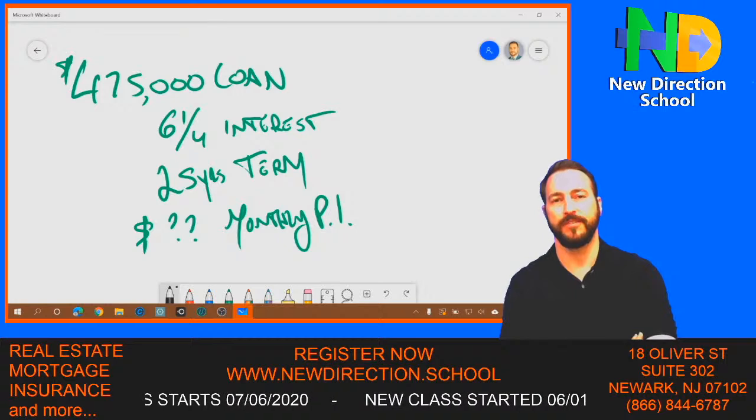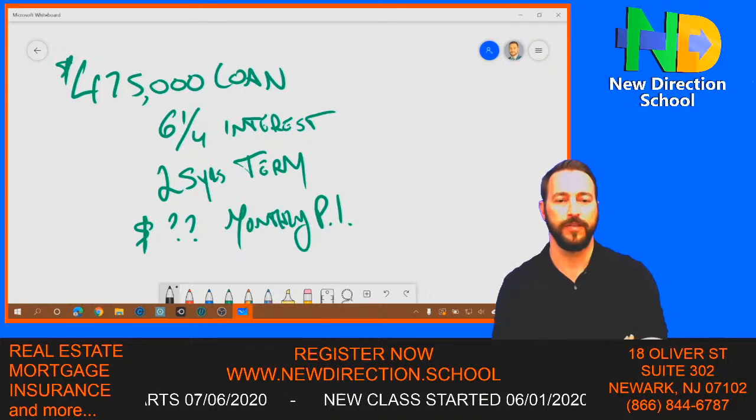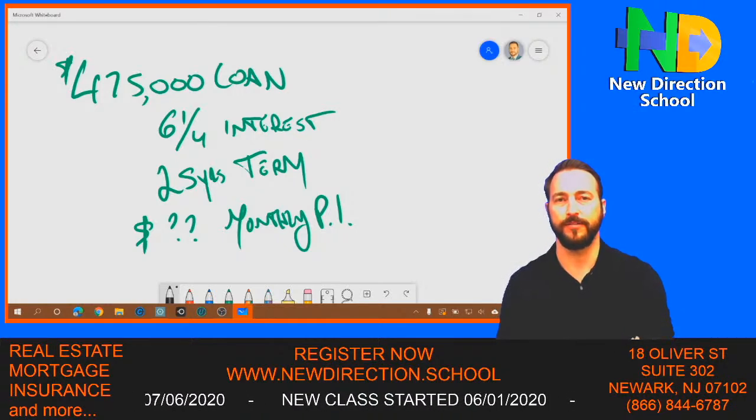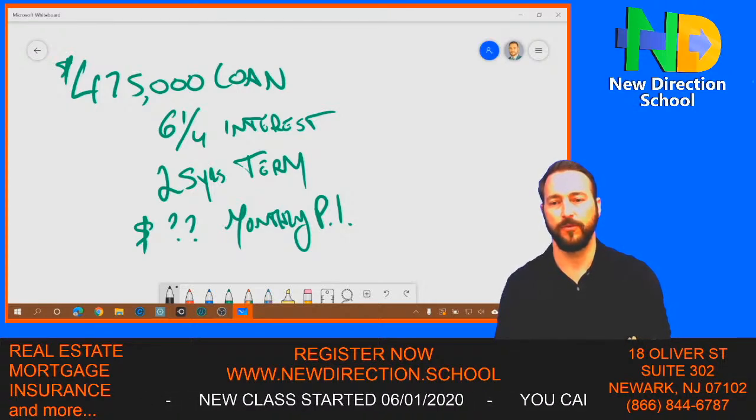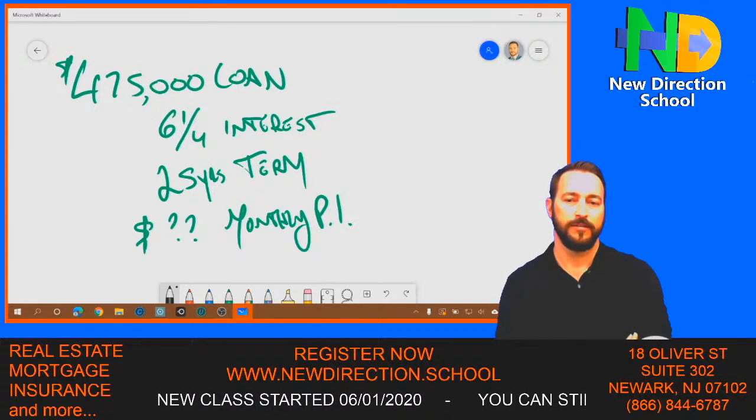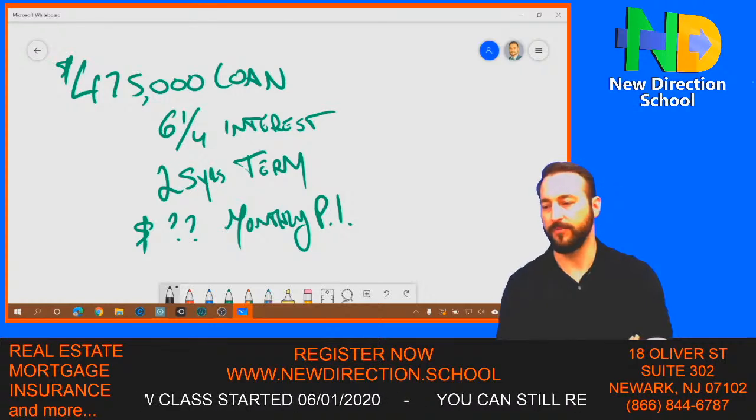$475,000 loan, 6.25% interest rate for 25 years. What is the monthly principal interest?